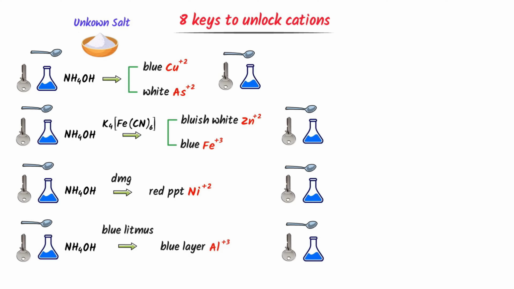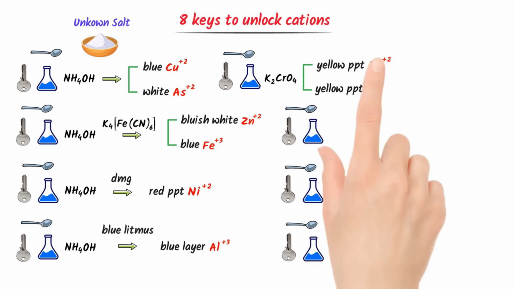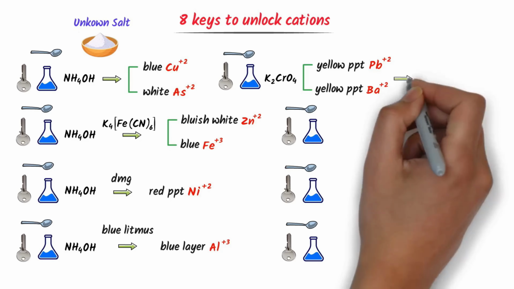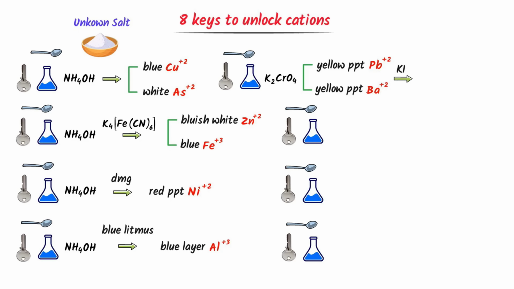In the fifth key, we add potassium dichromate. We get a yellow precipitate. It may be either lead ion or barium ion. Secondly, we add potassium iodide. We get either a yellow precipitate or no yellow precipitate. The yellow precipitate indicates the presence of lead ion and no yellow precipitate indicates the presence of barium ion.